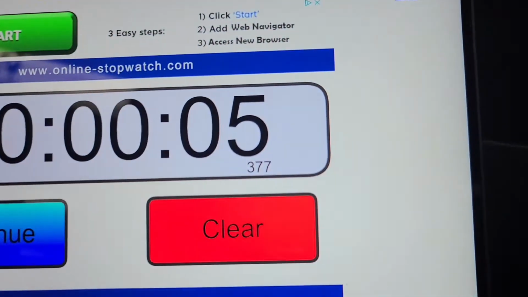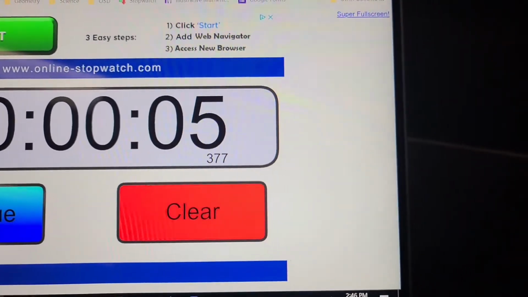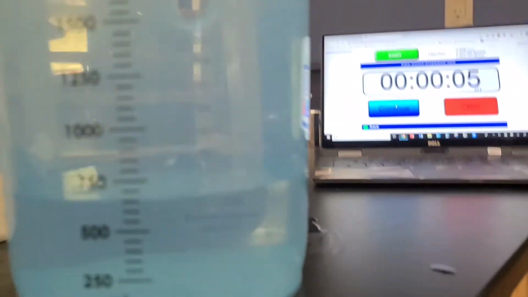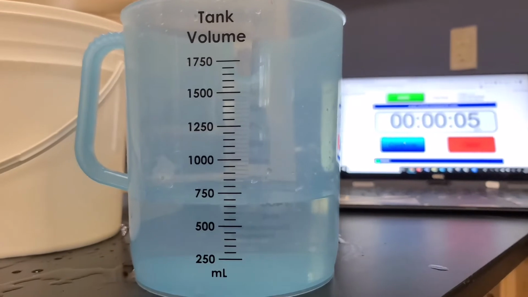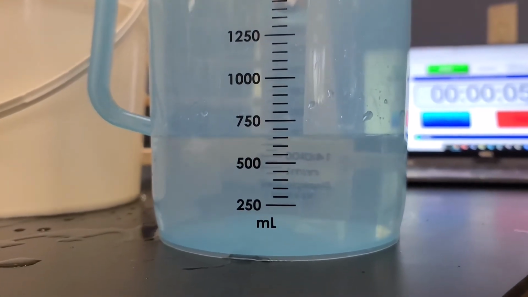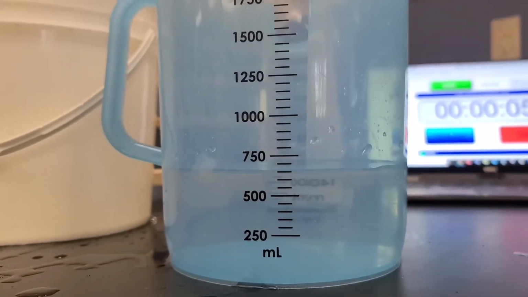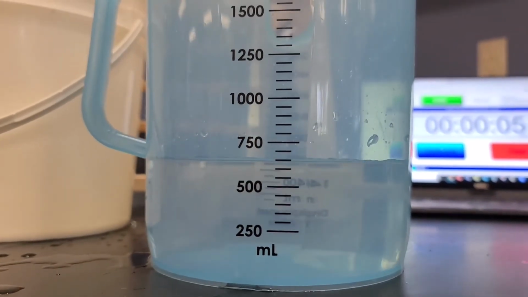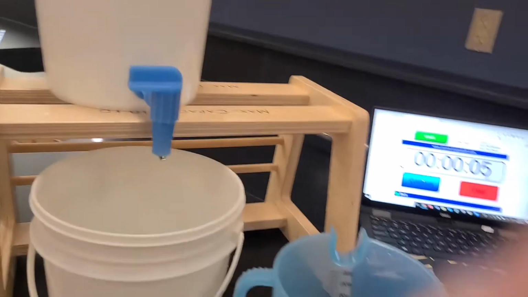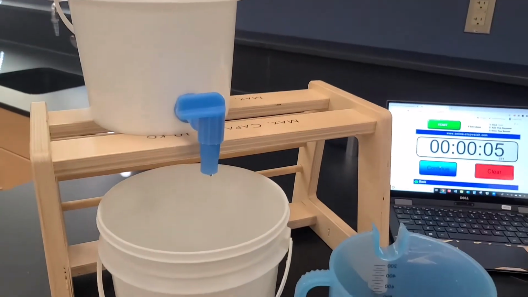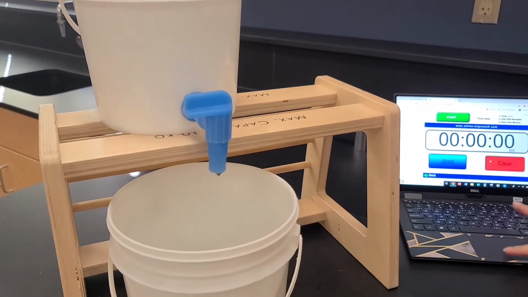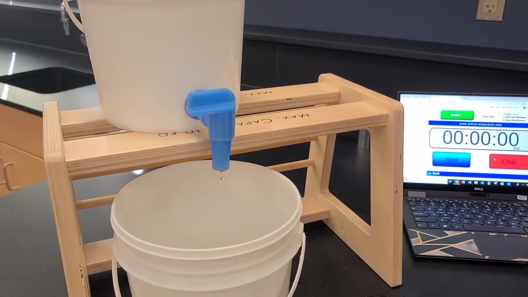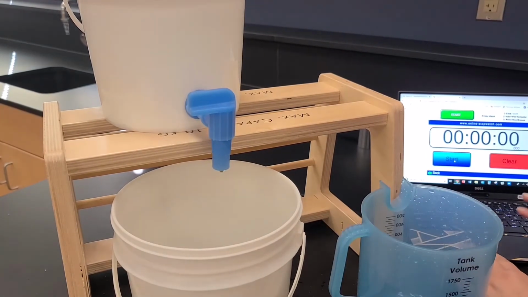So our time, 5.377 seconds. And we've got our tank volume here. I'll take a picture, but go ahead and record that value. Okay. Boom. Boom. Trying to remember all the steps is kind of hard. All right, and go.